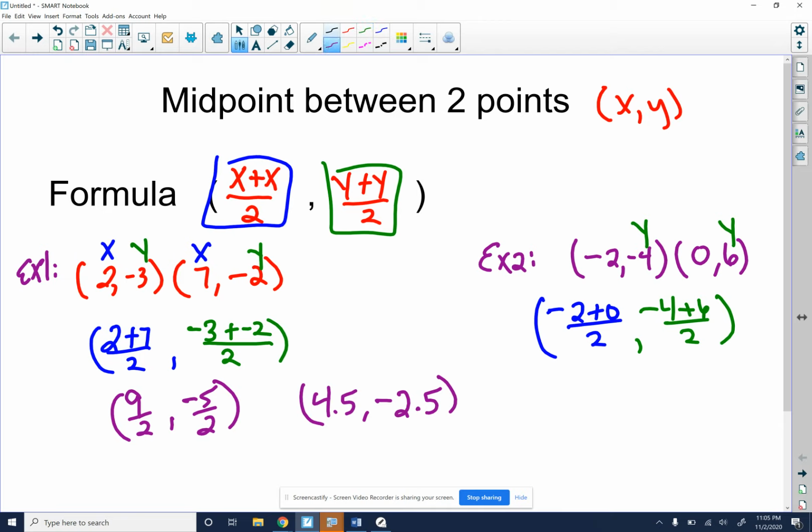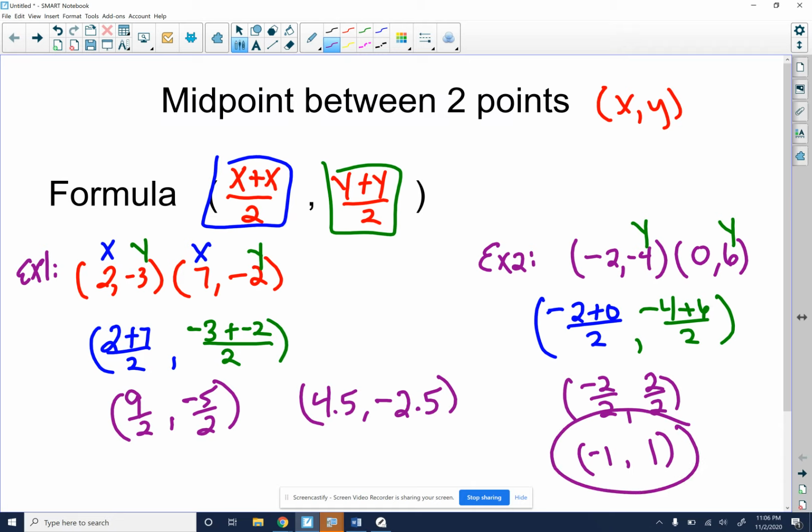So let's see what we get. -2 plus 0 is -2 divided by 2, which gives me -1. And then -4 plus 6 is 2 divided by 2, which gives me 1. And that would be the midpoint between those 2 points.